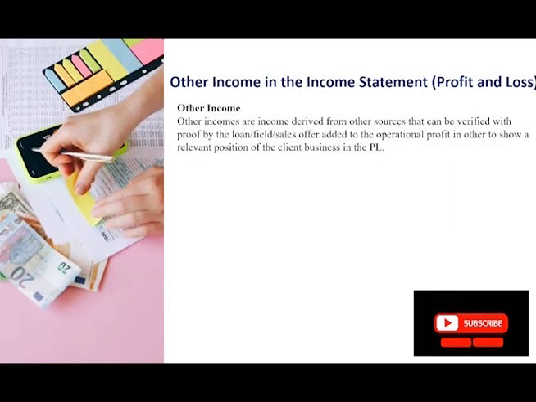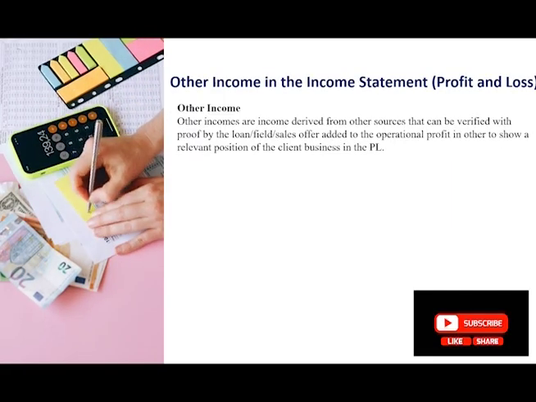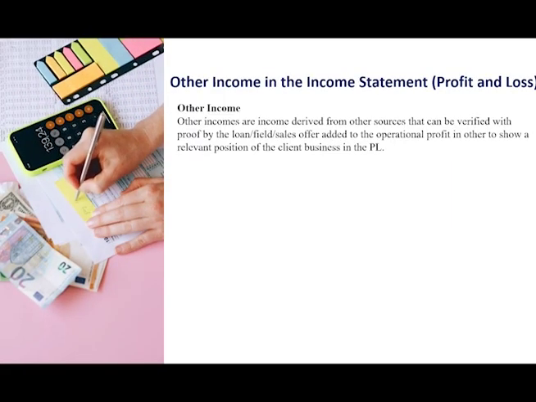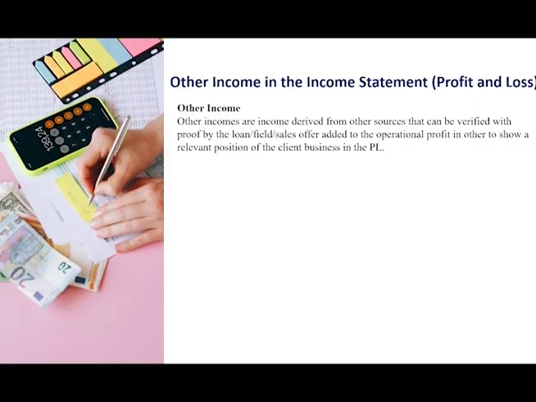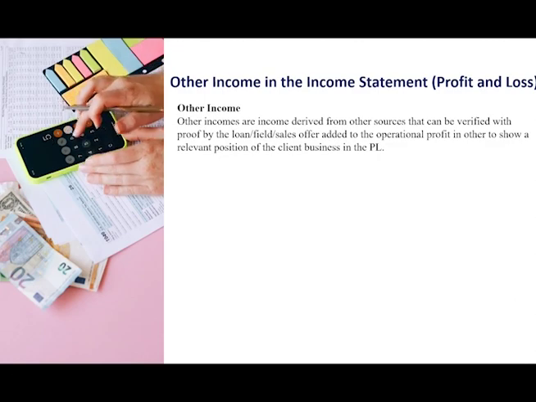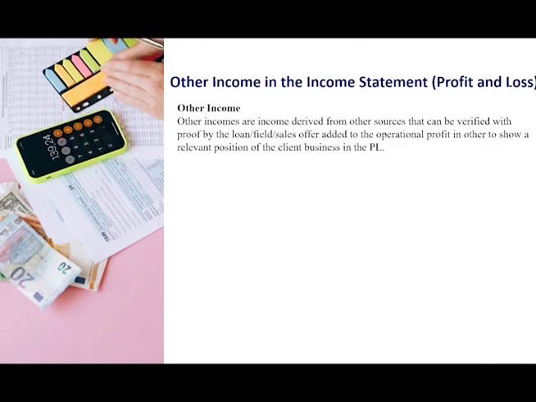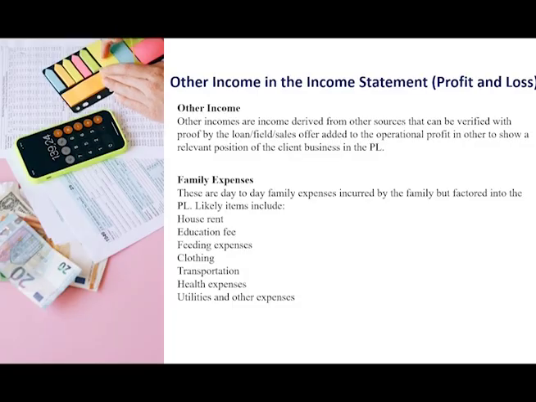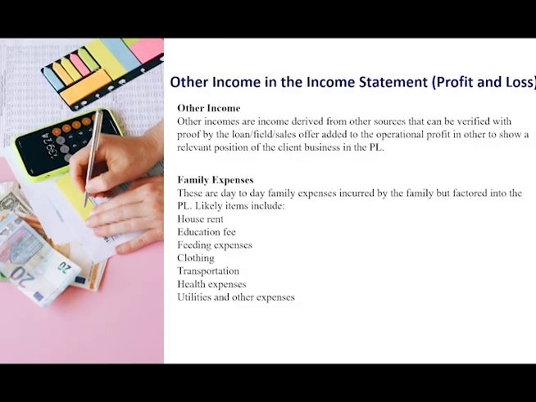Now let's talk about other income and the profit and loss. How to calculate other income and expenses in the profit and loss account. First, we look at the other income. Other incomes are income derived from other sources that can be verified with proof by the microfinance institution before being added to the operational profit, to show a relevant position of the client's business in the profit and loss account.